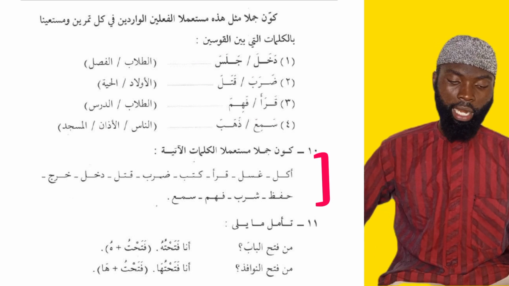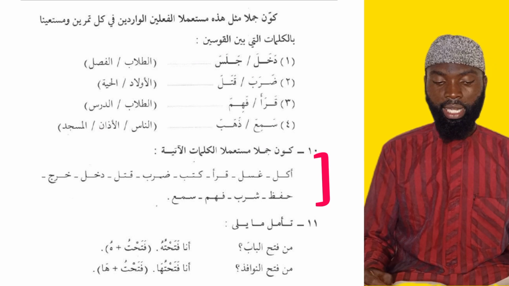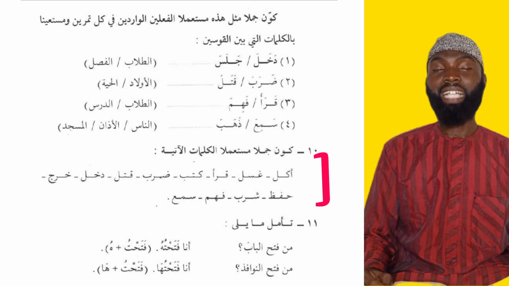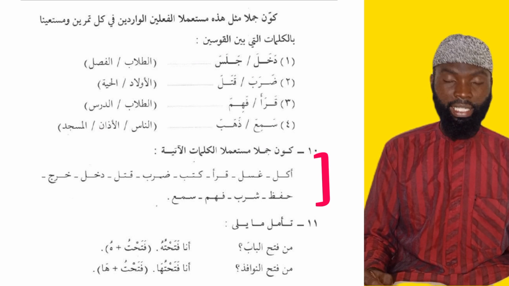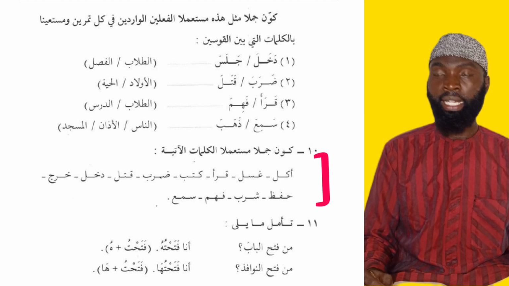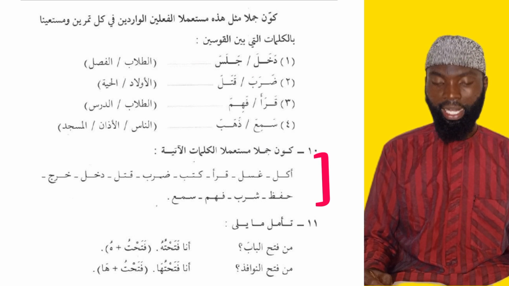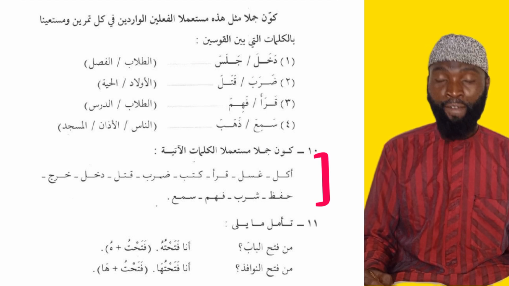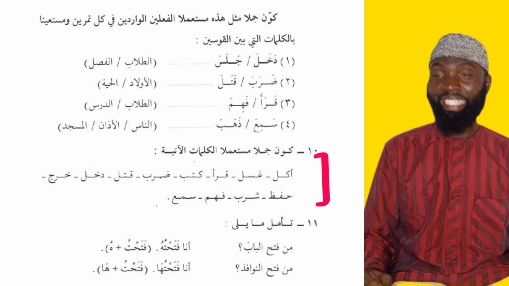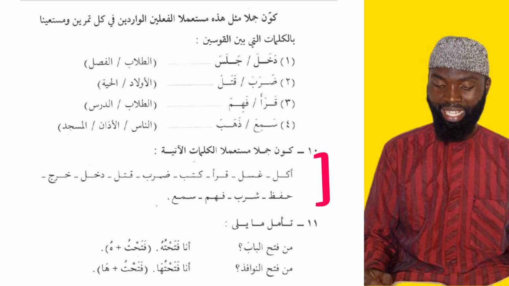Next I can say daraba muhammadun aliyan. Next I can say qatala aliyun al-hayyata. Next I can say dakhala muhammadun al-baba. I can say kharaja muhammadun min al-fasli. Hafiza muhammadun ad-darsa. Shariba muhammadun al-ma'a. Fahima muhammadun ad-darsa. Then lastly sami'a muhammadun al-adhana.